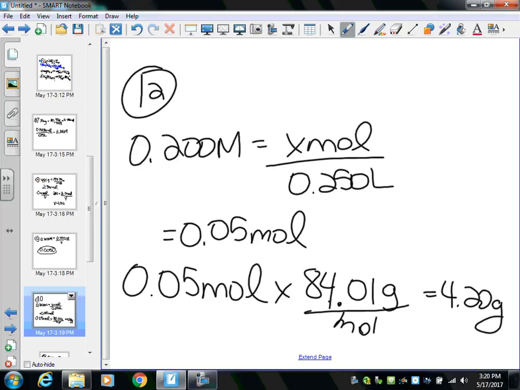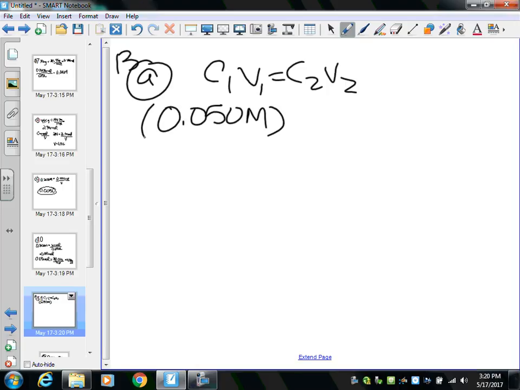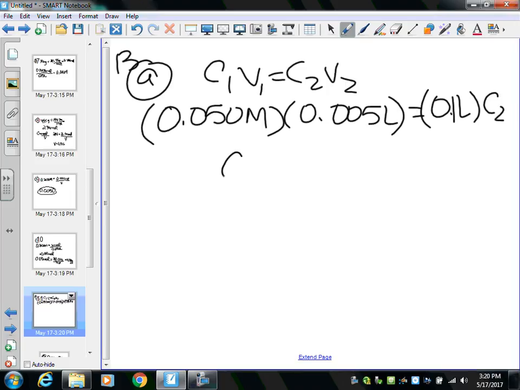Am I going too fast here? Nope. Alright, 13 is going to be A has C1 V1 equals C2 V2. We have our 0.050 molarity, 0.005 liters to give me 0.1 liters. And my C2, solving for C2, 0.0025 M. Good? Yep.